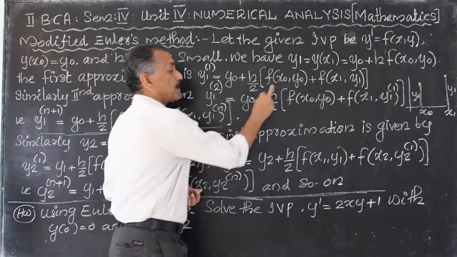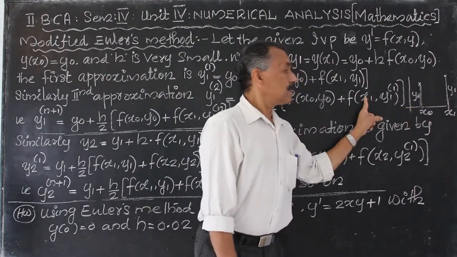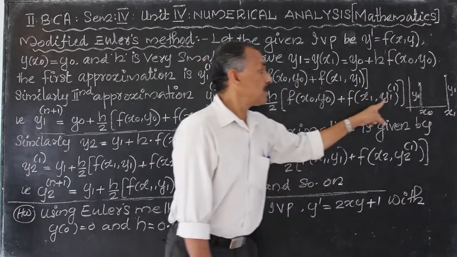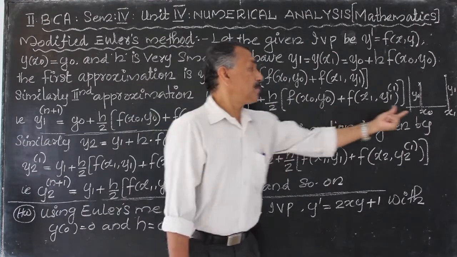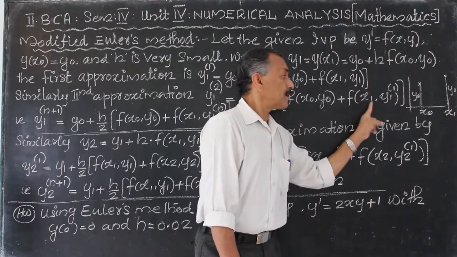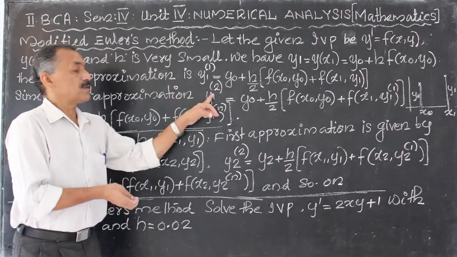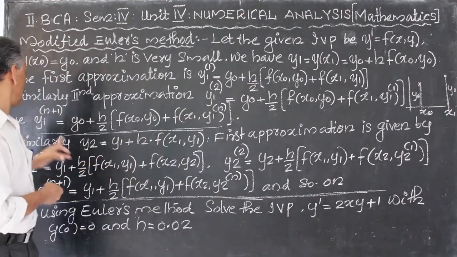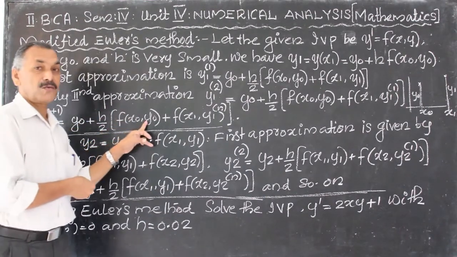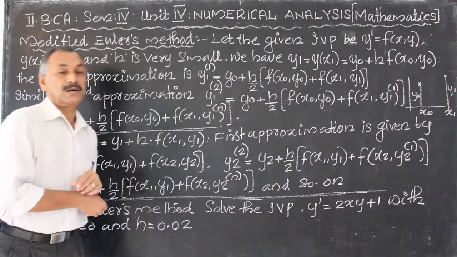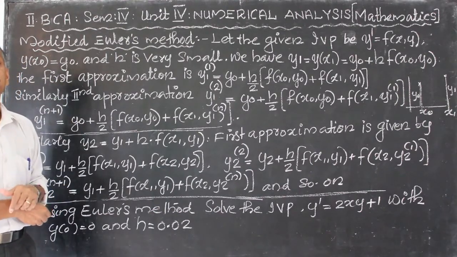y1 3 is equal to y0 plus h by 2 into f of x0, y0 plus f of x1, y1 2. It is f of x0, y0 each time, the same, and f of x1, y1 1, f of x1, y1 2, etc. For the nth approximation of y1, the (n+1)th approximation, y1 raised to n plus 1, is equal to y0 plus h by 2 into f of x0, y0 plus f of x1, y1 raised to n.